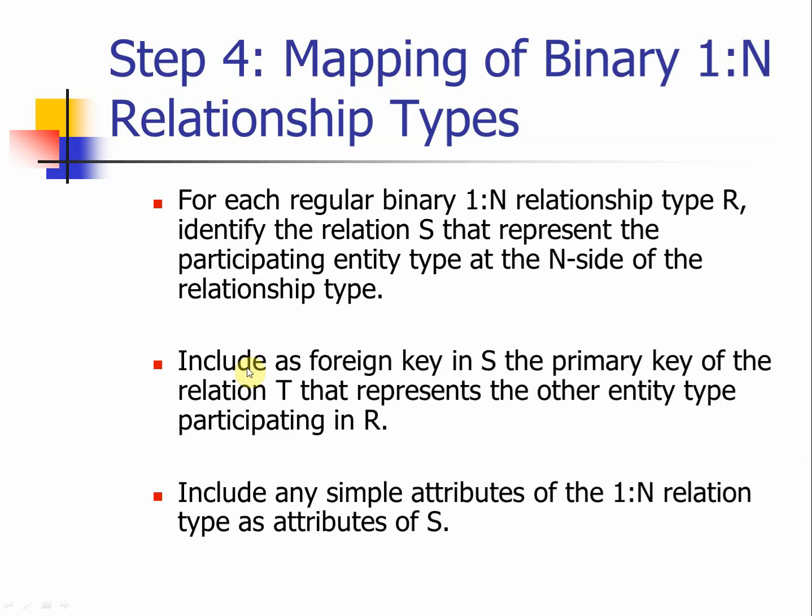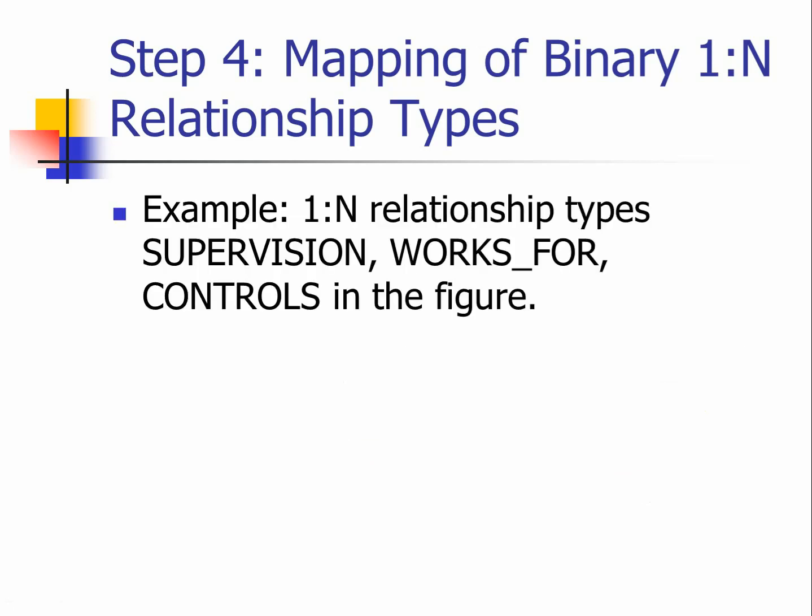What you need to do is include as a foreign key in S the primary key of the relation T that represents the other entity type participating in R, and include any simple attributes of this 1-to-N relationship type as attributes of S. If the relationship has some attributes, you also need to convert them into the N side. There are several examples in our ER diagram, more specifically 3 of those, including one recursive relationship and another regular 1-to-N relationship. Let's start talking with the supervision.